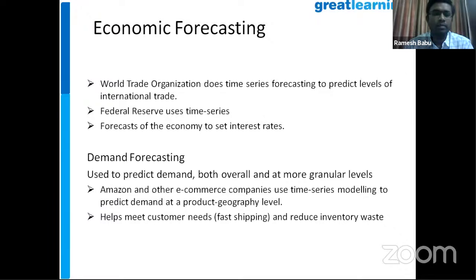And what is demand forecasting? Amazon is actually doing such activity, and other e-commerce platforms for that matter. They use time series for their predictions of the demand for each and every product.